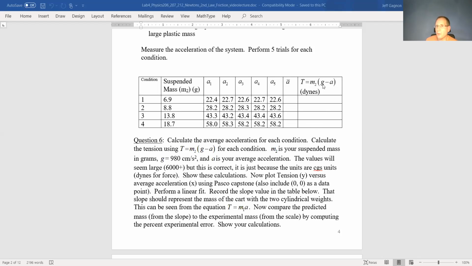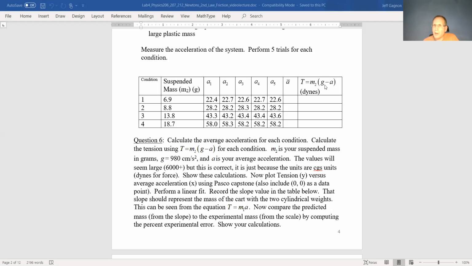Well, g is, of course, 980. That's going to be a constant, so 980. And then the a is your average acceleration here. So you're going to do 980 minus your average acceleration times this mass, m2, and that will be your tension. Now notice that because we're in CGS units, centimeters, grams, seconds, and not SI units, tension, instead of being in newtons, is in dynes.